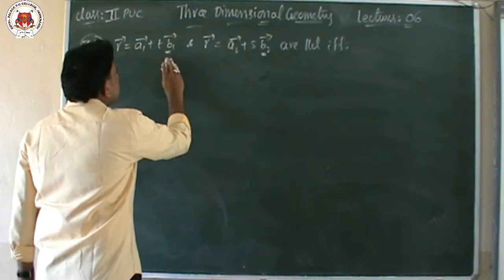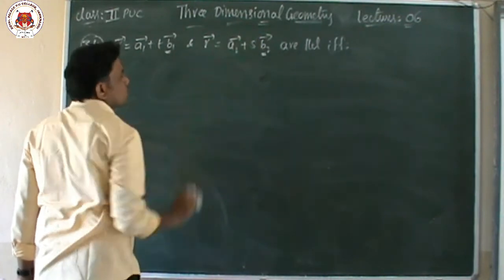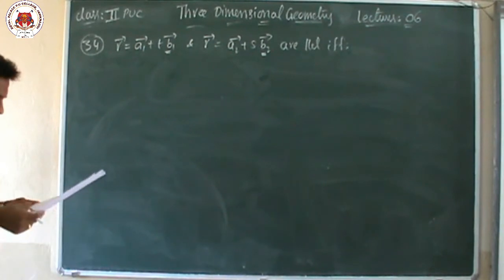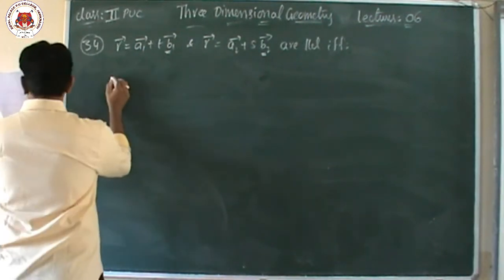Or this one equal to some scalar into this one. If it is in this form, then only we can say these two are parallel. So here the 34th question is given with options.